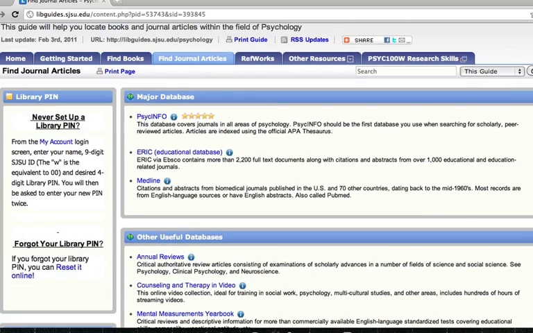again, you'll see the set up a library pin or reset your library pin information on the left. I put that there strategically because you connect to the databases right here. In order to do this, if you connect to these databases from off campus, it's going to ask you for your name, your SJSU library card number, or your SJSU ID number, and your library pin. So again, if you don't have that, you can reset it or obtain it right here, but you will need it if you want to connect to the databases from off campus.